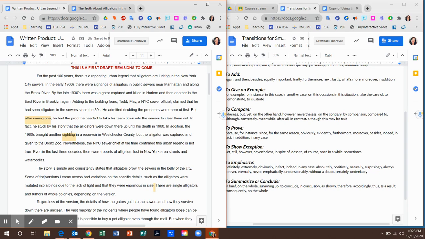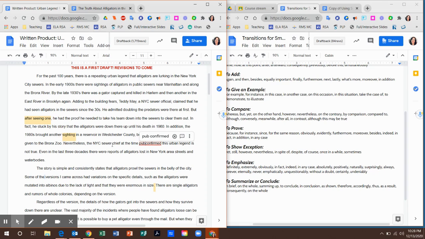See how that goes. In addition, the 1980s brought another sighting in a reservoir in Westchester County, but the alligator was captured and given to the Bronx Zoo. Nevertheless, the New York City sewer chief at the time publicly confirmed. He had to come out like, oh, hey, there's another alligator. They're living down there. I'm certain of it, right? So the rumors start, the legend resurfaces.